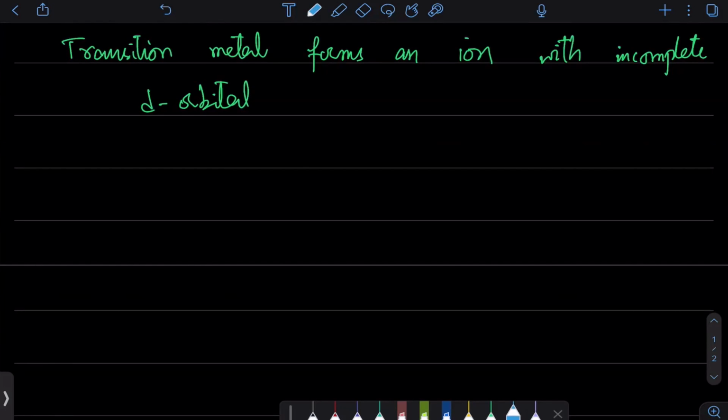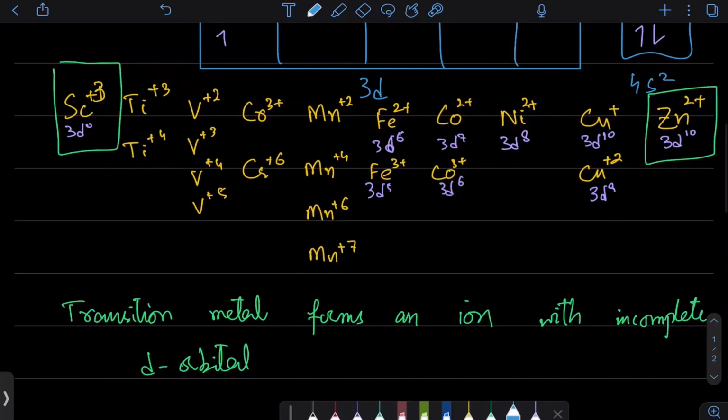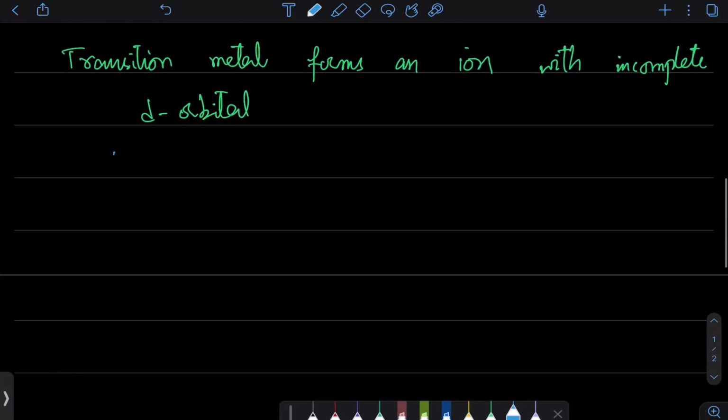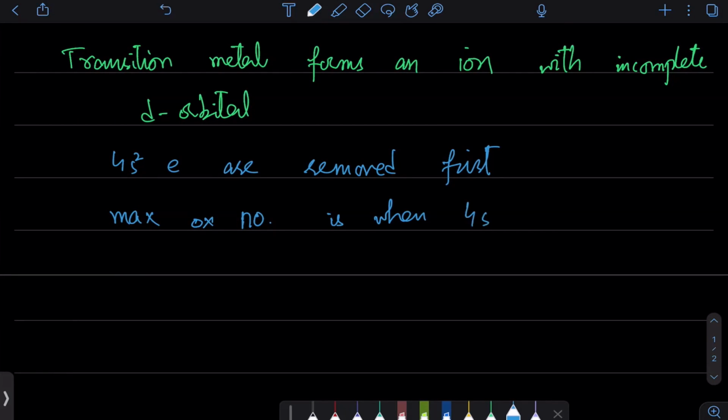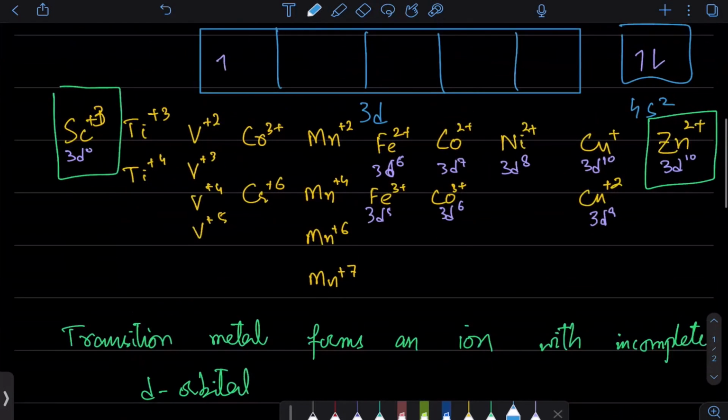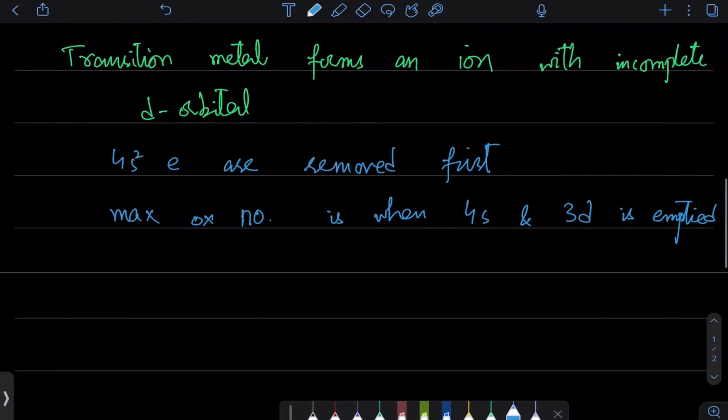Second one, when they're trying to lose electrons, you can see that all of them are making +2. And that is because the 4s2 electrons are removed first, because they have the higher energy after they're filled up. And the maximum oxidation number, the maximum valency that they have, is when 4s and 3d are emptied. So for example, in vanadium, you have +5, because it had 3 in d and 2 in 4s, total +5 it can remove. Manganese has 7 because 2 in the 4s and 5 in the 3d. That's the maximum that you have. So that's giving you the range.